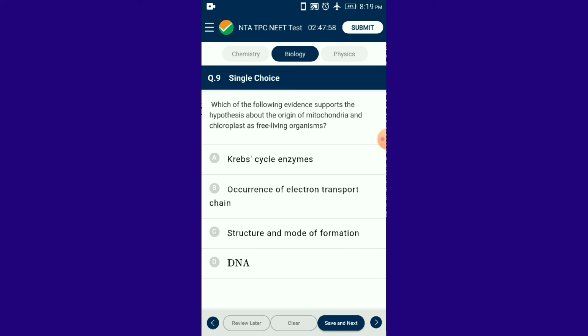The endosymbiotic hypothesis for origin of mitochondria and chloroplast suggests that mitochondria are descendants of specialized bacteria and ingestion of DNA via endocytosis from another species of prokaryote or other cell type. So the answer for this question is option D, DNA.